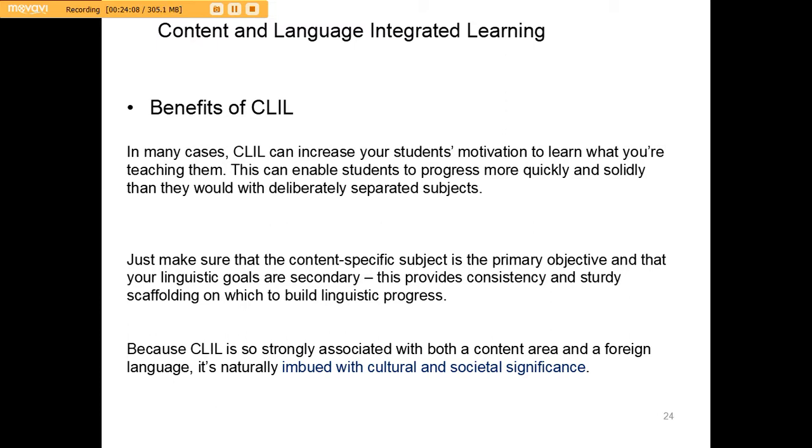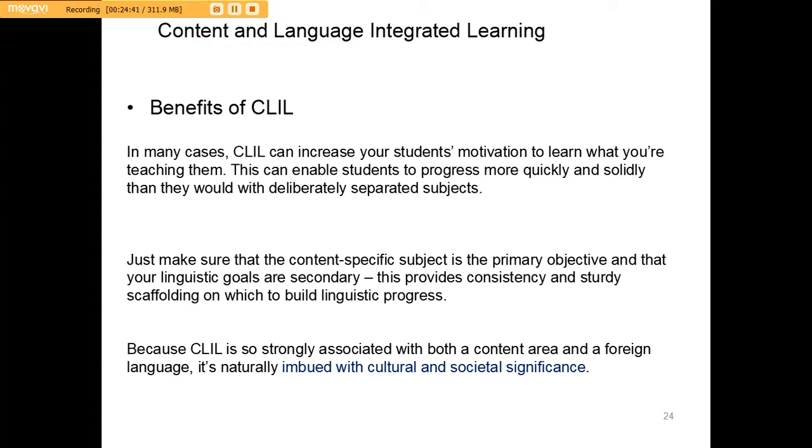You don't want this in secondary school, for example, the students who are studying biology and English to be behind in the subject matter by comparison to their peers who may be learning biology and Spanish. So the primary objective must be the content-specific subject matter. The linguistic goals are secondary, really. They're there to learn something else, not necessarily the language. That's a byproduct. And this also, by doing this, provides consistency and sturdy scaffolding on which to build the linguistic progress.